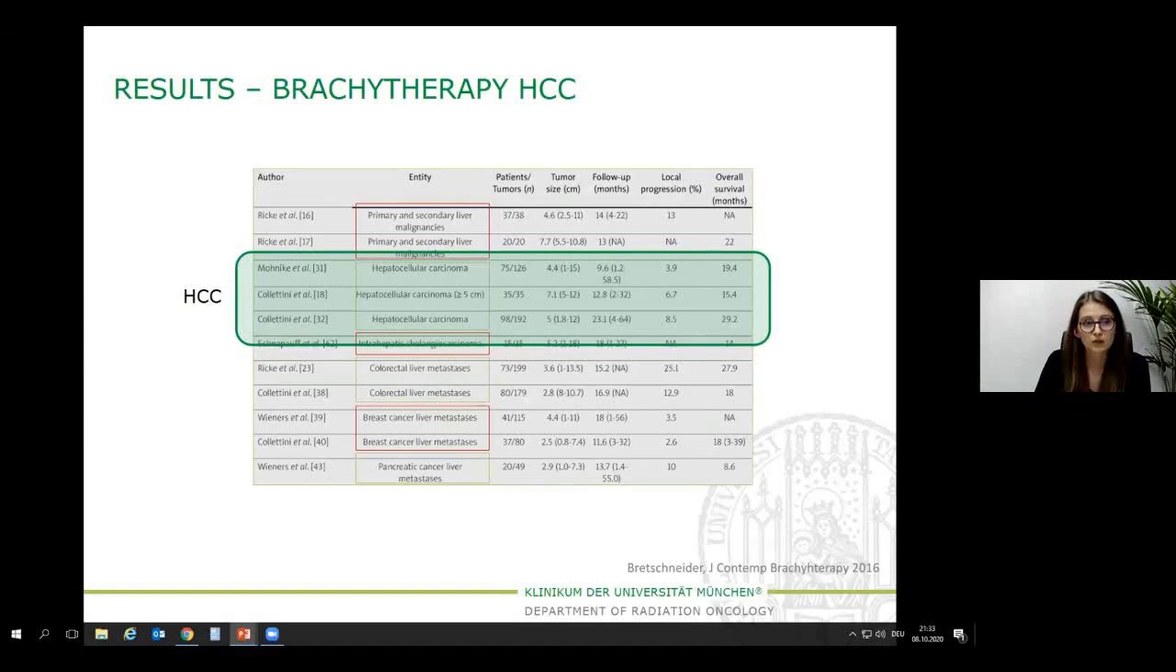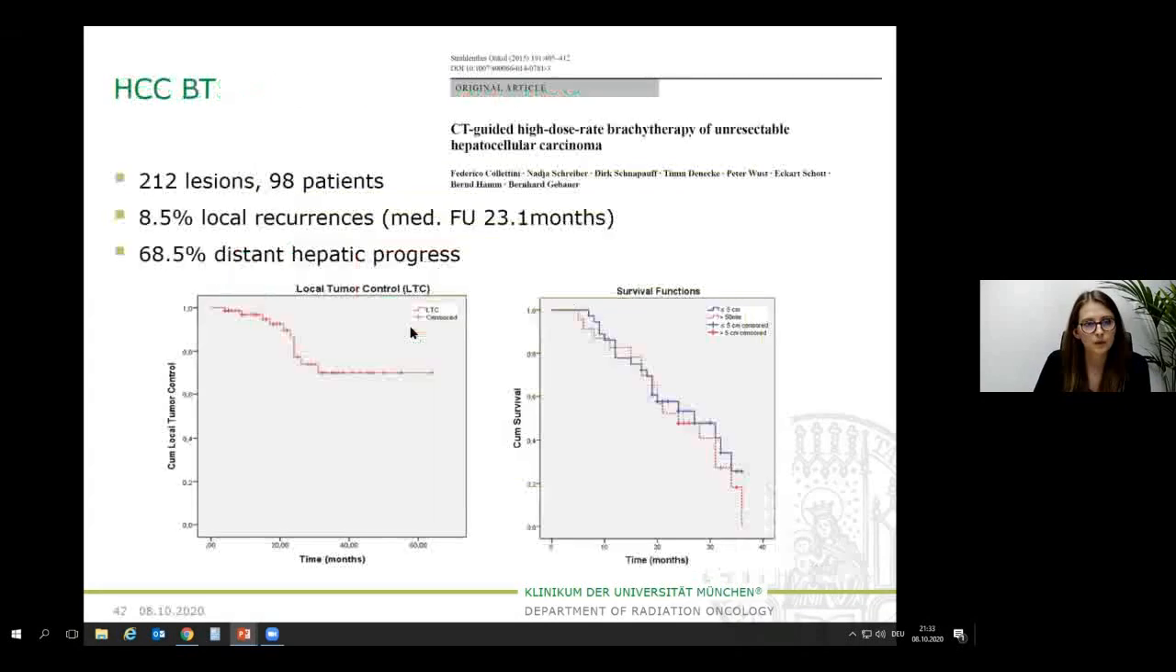What about the clinical results? There are some data published. That's just an overview. I'm going to show you a little. So this is a study from Berlin where they evaluated 200 lesions. The local control rate is really good, so over 92%. And what's typical for hepatocellular carcinoma is that your distant hepatic control is not so good, as these patients tend to have then in the follow-up also new lesions within the liver.